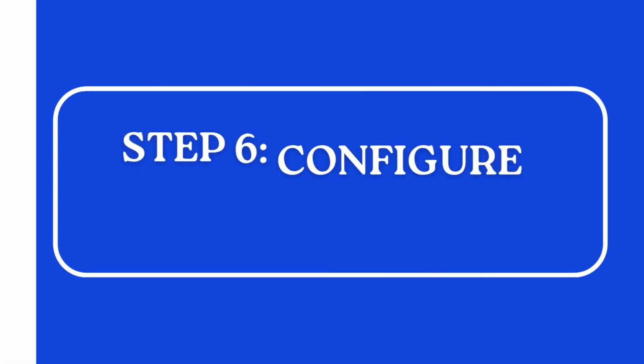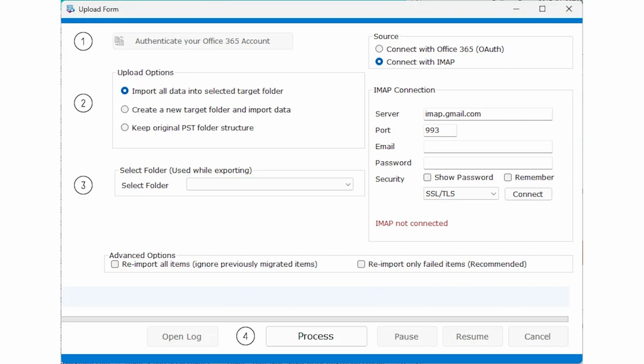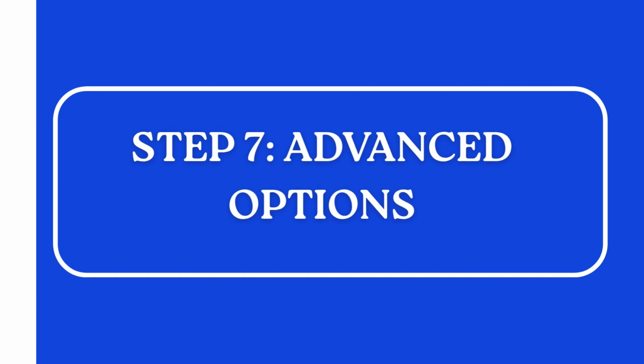Step 6. Configure target mapping. Now, pick how you want your files structured in Office 365. You have 3 great upload strategies. First, import into selected target folder to put everything into one chosen mailbox folder. Second, create a new target folder to place your items under a custom folder name. Third, keep original PST folder structure, which completely recreates your exact source hierarchy under a dedicated Softaken folder in a new mailbox.